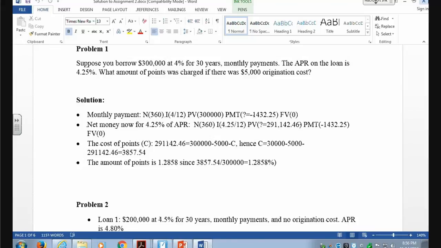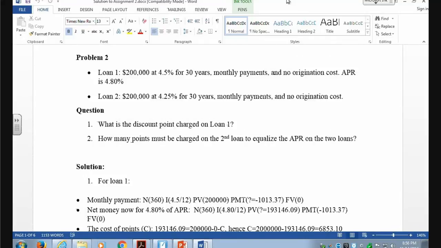Okay, so Jessica, you pick up? Yep. Okay, so now problem 2. Problem 2 is basically the same thing, right? The loan is 200,000 at 4.5% for 30 years, monthly payment, and no origination cost. APR is 4.8. If you know APR is 4.8, you know the monthly payment for this mortgage, so you can compute the actual money coming into pocket. But there is no origination cost, which means the difference between the loan amount and the actual money coming into pocket is the discount point.